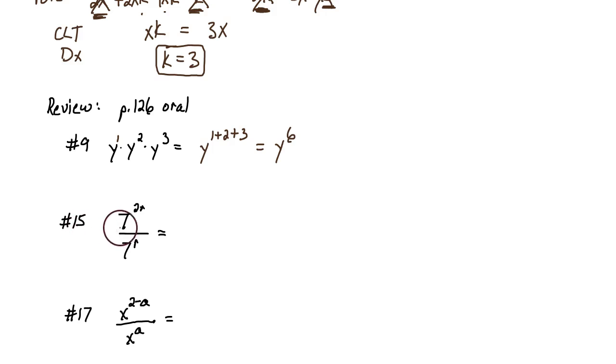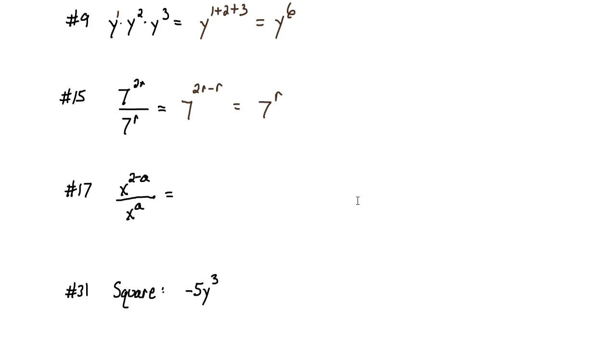For number 15, we want to do a division problem where the base is a 7. The rule is to keep that 7 and subtract the exponents. So the answer is 7 to the 1r power.